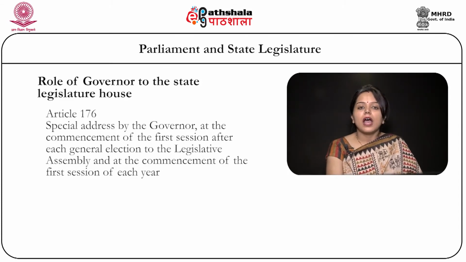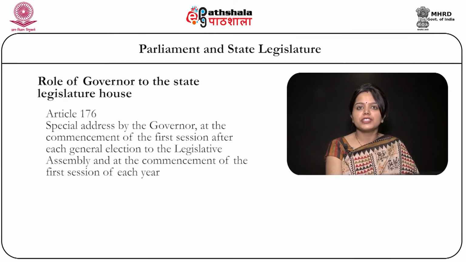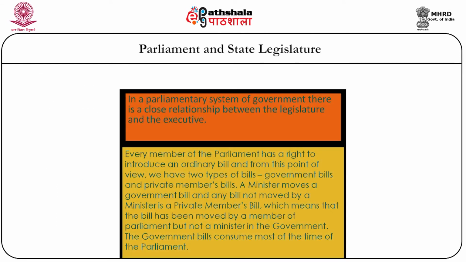Here, my dear students, after discussing the officers, their qualifications, disqualifications, powers and functions, I would like to tell you that in the Indian parliamentary system, there is a close relation between the legislature and the executive. Firstly, the legislature is the one who legislates the law, right? And there is a rule that every member of the parliament has a right to introduce an ordinary bill, and from this point of view, I conclude that there are two types of bill.